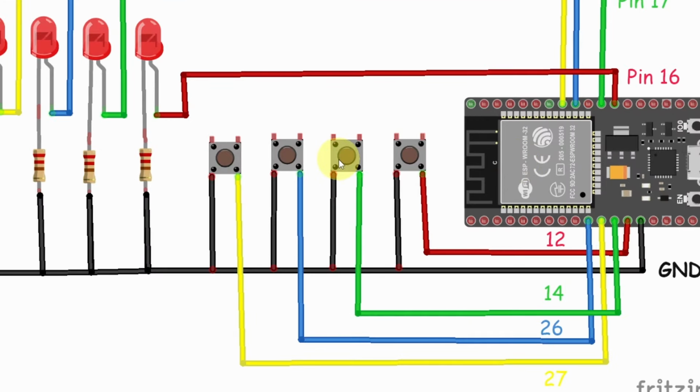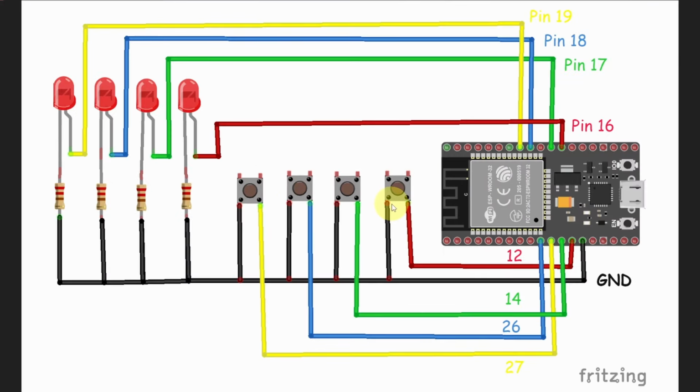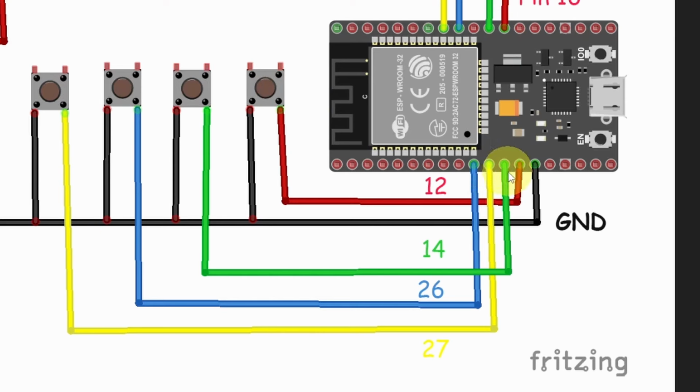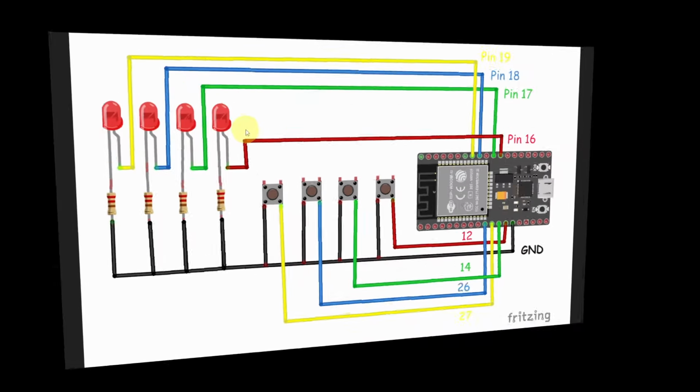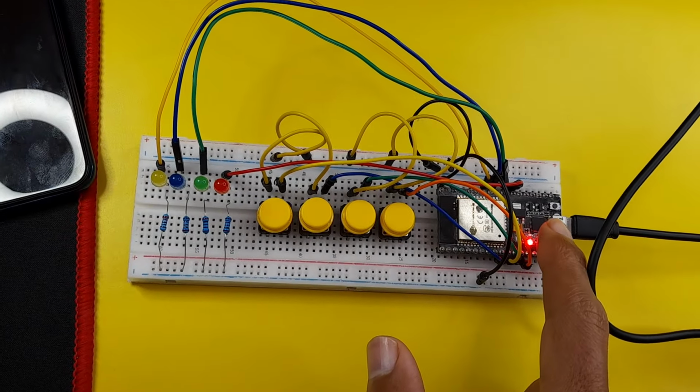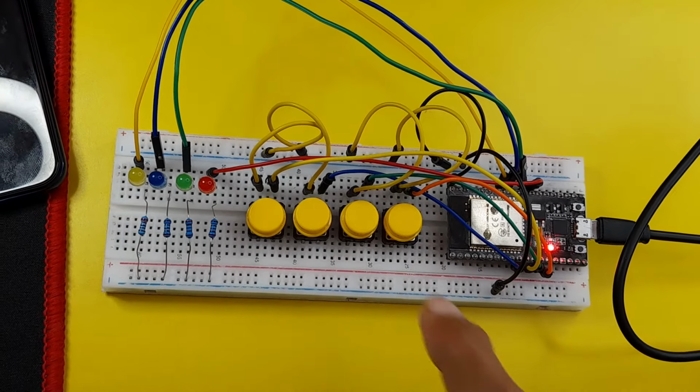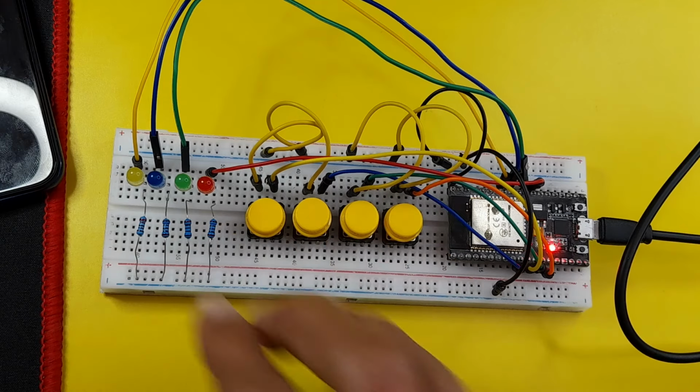And you could use the manual switches. That's why I have connected these 4 push buttons. One lead goes to the ground and the other one to one of the GPIO pins. For example, I have connected the first push button to the pin number 12, the second one to the pin number 14, 26 and 27.